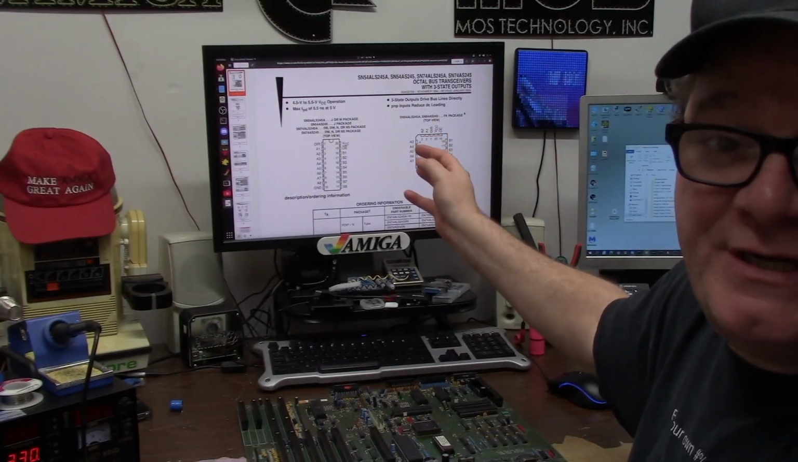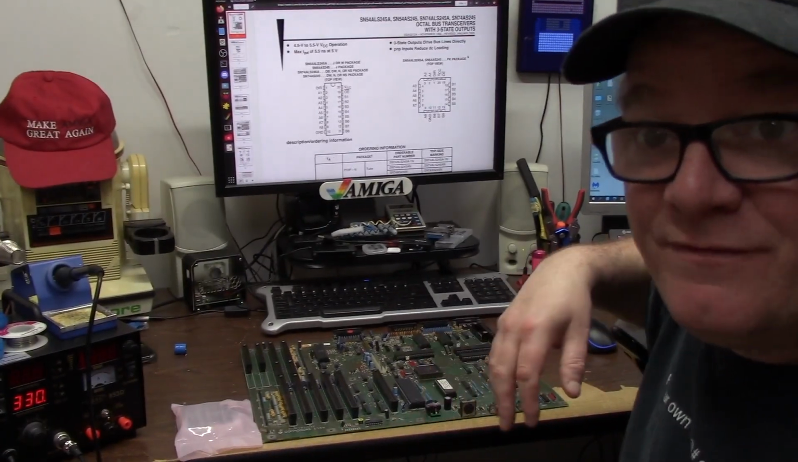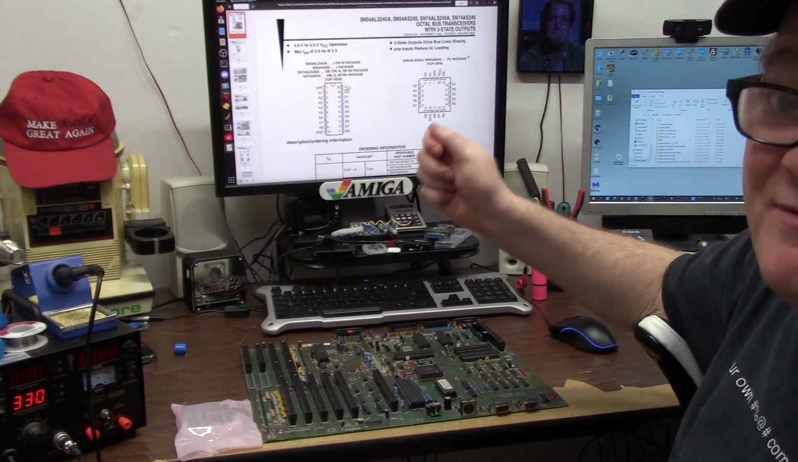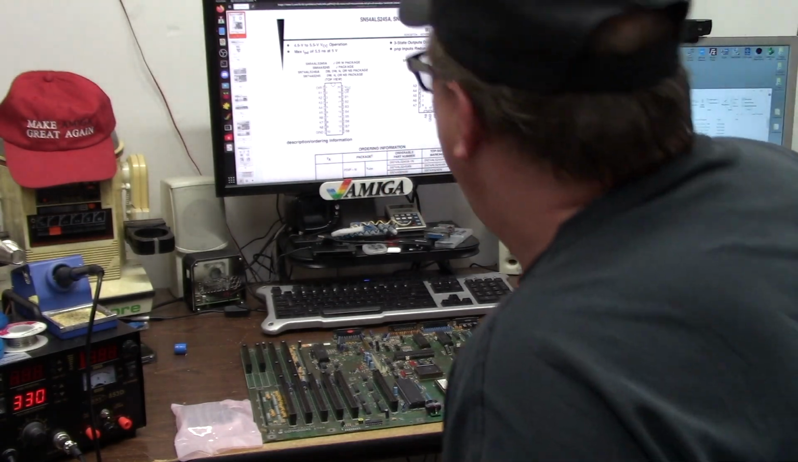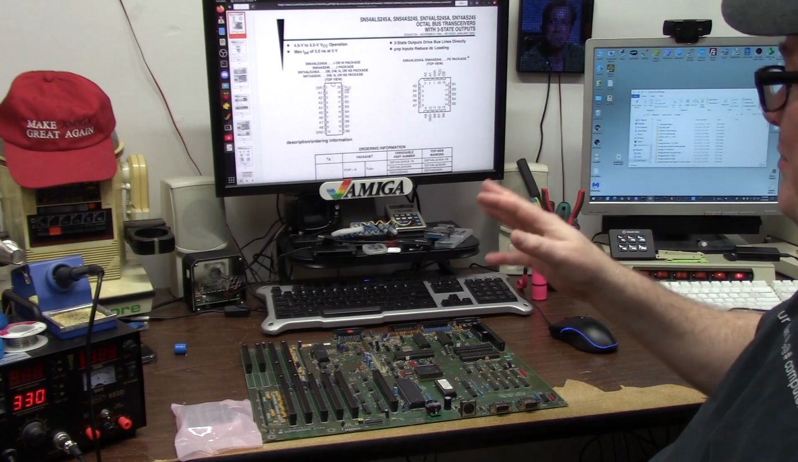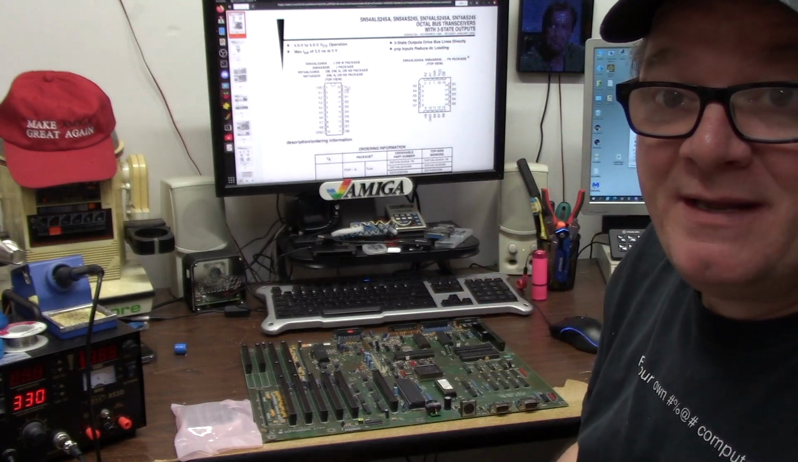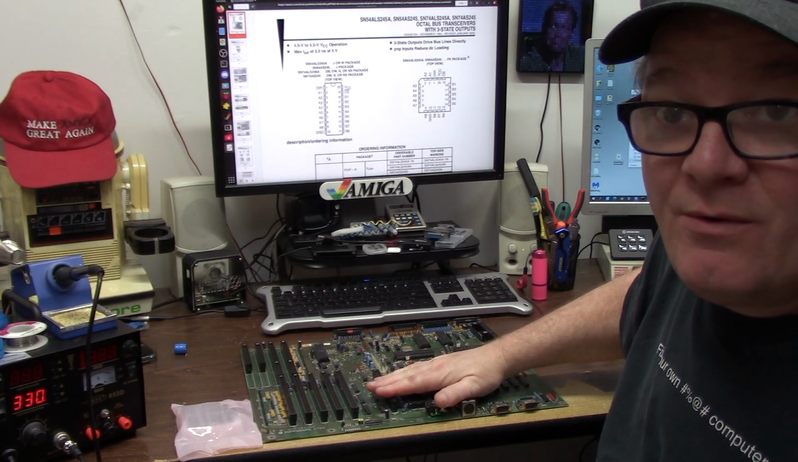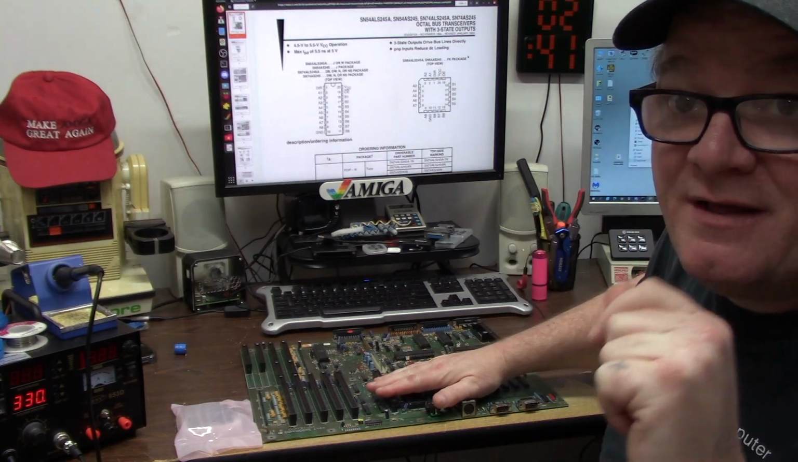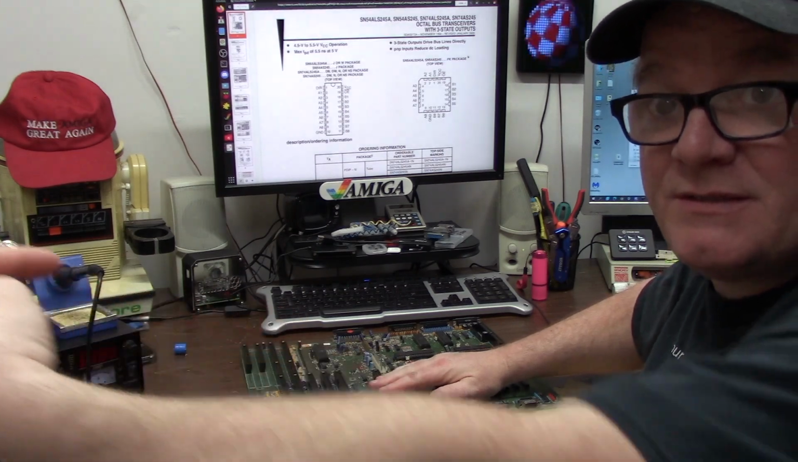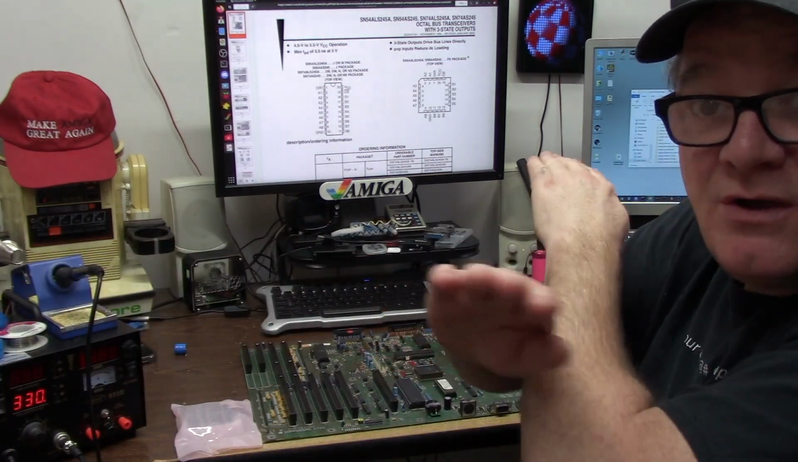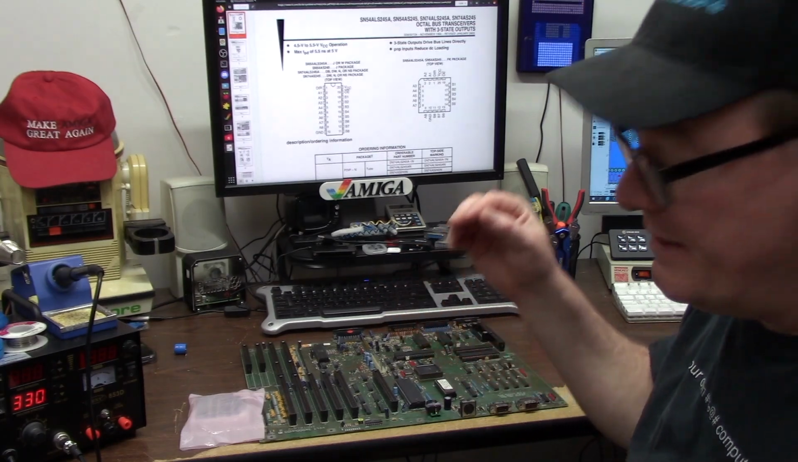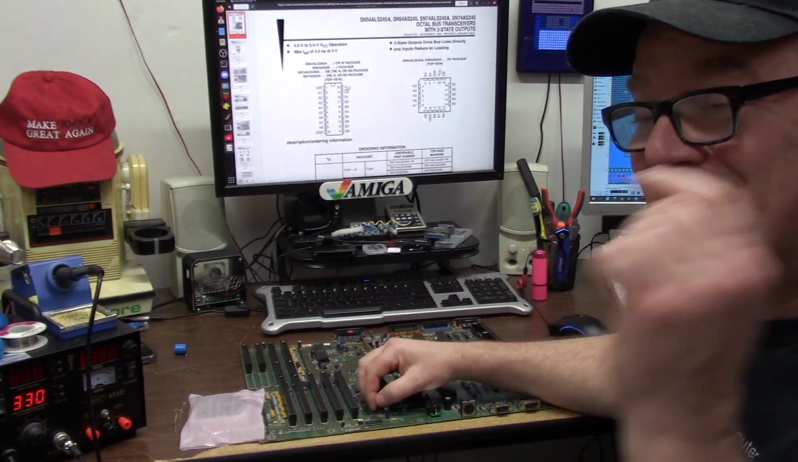So here's the data sheet on a 74LS245. They are octal bus transceivers with three-state outputs. What does that mean? That means for the Amiga, CPU resources can go one of three ways. They can go towards the Zorro bus, from the Zorro bus, or nowhere. Three states.